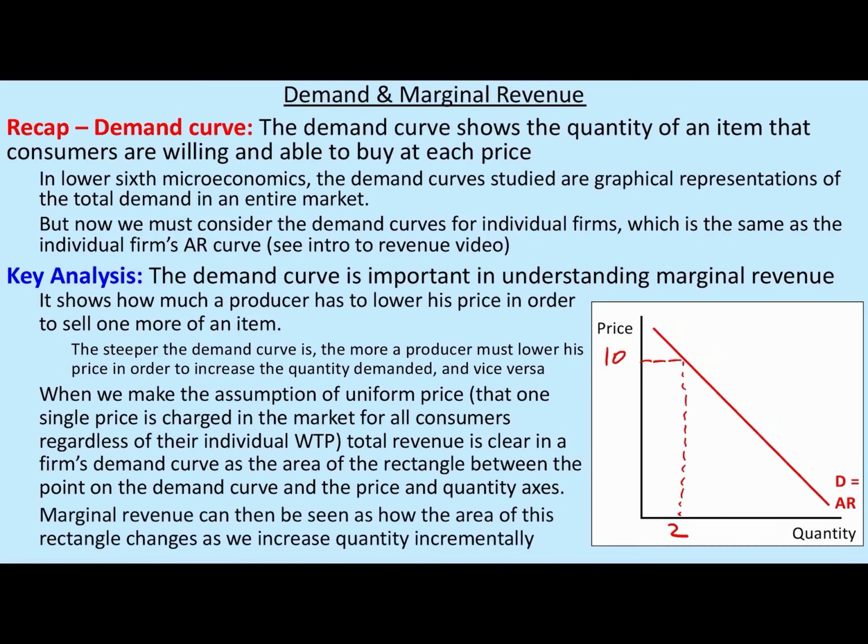Marginal revenue can then be seen as how the area of this rectangle changes as we increase the quantity incrementally. So say we cut our price to £9 per unit and we now sell a quantity of 3. So we're incrementally increasing our quantity by 1 unit. Our revenue has changed from 10 times 2 or £20 to 9 times 3, £27. Our MR, our marginal revenue from this increase in quantity would be £7, £27 minus 20.